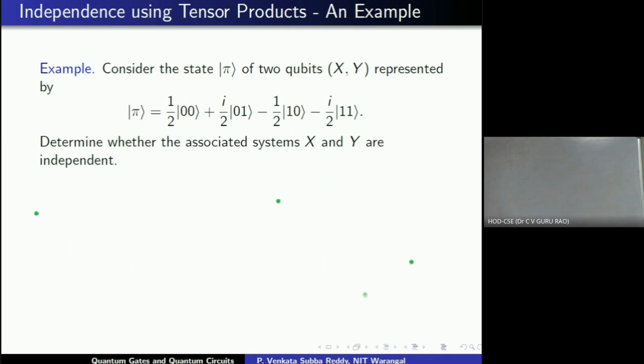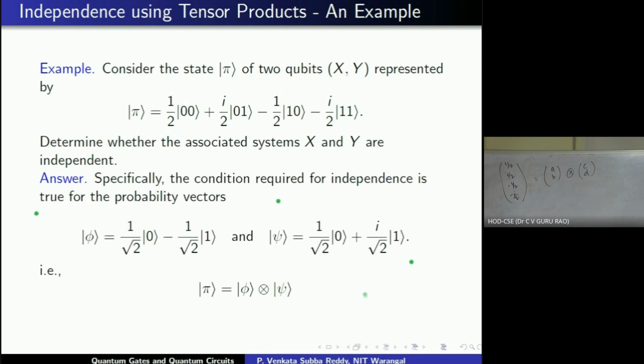So finally, what is given to us? 1 by 2, i by 2, minus 1 by 2, minus i by 2. Now, is it possible to write it as AB tensor product CD? If we are able to find the A, B, C, D values, then we say yes, it is possible. Otherwise, no is the answer. Is the question clear first of all? I think later you can try. I'll directly give you the answer. Let us see this.